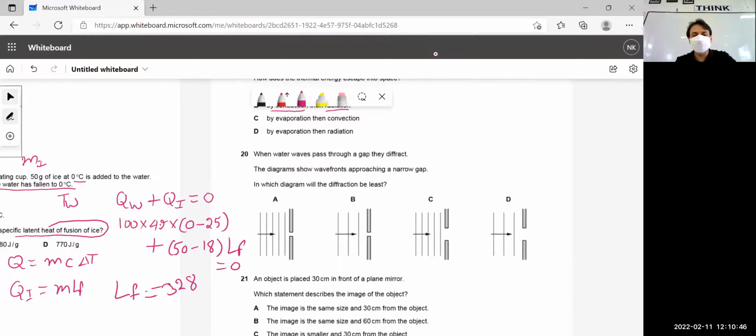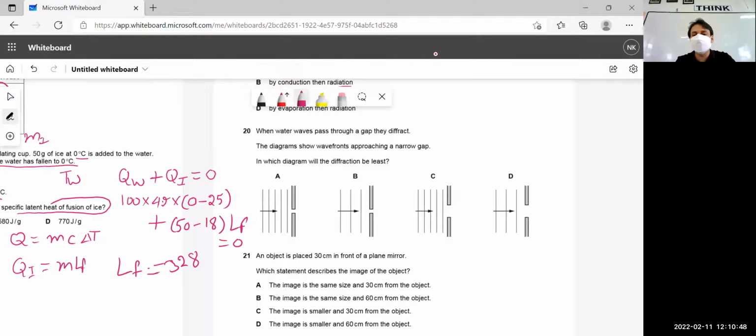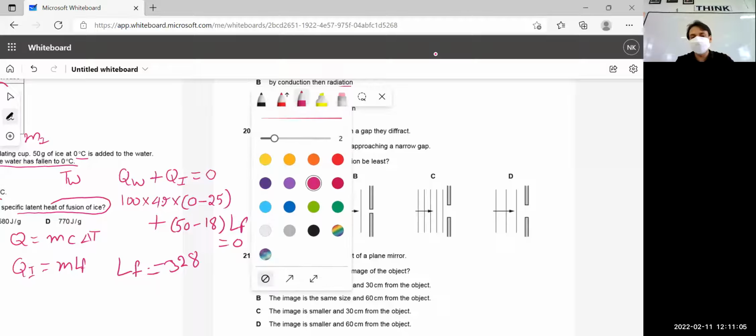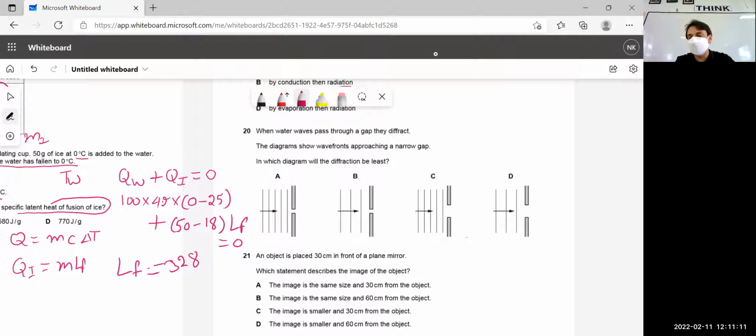Question number 20: when water waves pass through a gap, they diffract. The diagram shows a wavefront approaching a narrow gap. In which diagram will the diffraction be least, minimum? Basically diffraction maximum or minimum depends upon what factor? It depends upon the width of the gap.